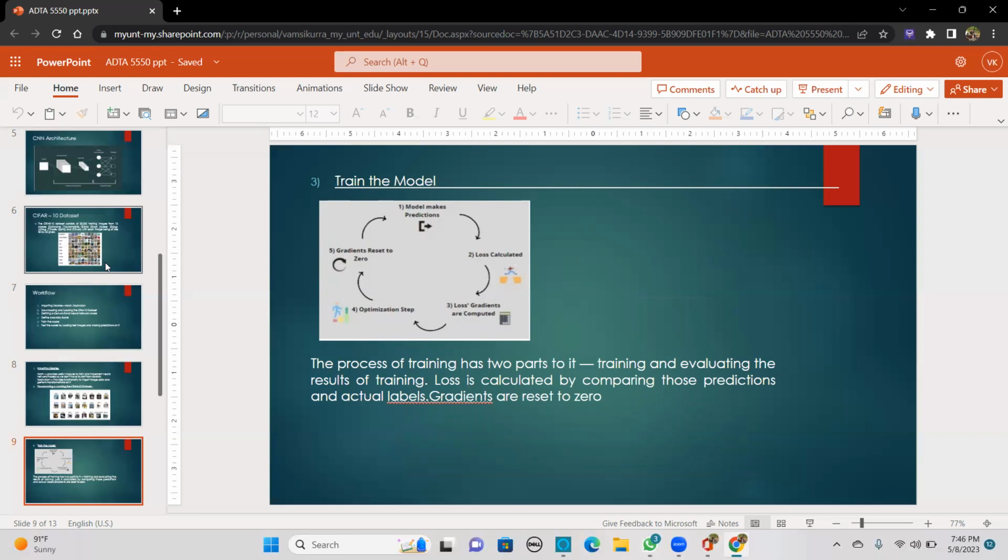Train the model. The process of training has two parts to it: training and evaluation. The training loss is calculated by comparing the predictions and the actual labels, and the gradients are reset to zero.